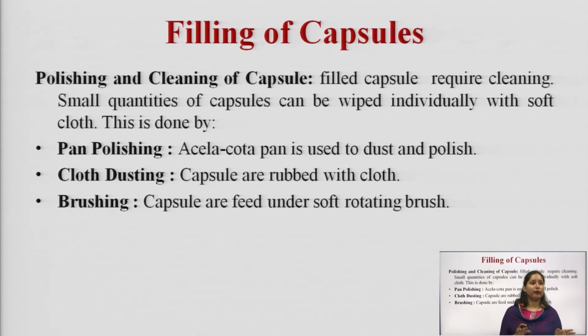Further, this is done by pan polishing, cloth dusting and brushing. In pan polishing, the Acela Cota pan is used to remove the dust particles and polish the capsule. In cloth dusting, capsules are rubbed with the help of cloth. In brushing, the brushes are attached with the feeder, and the role of the brush is to remove any kind of dust particle from the surface of the capsule.